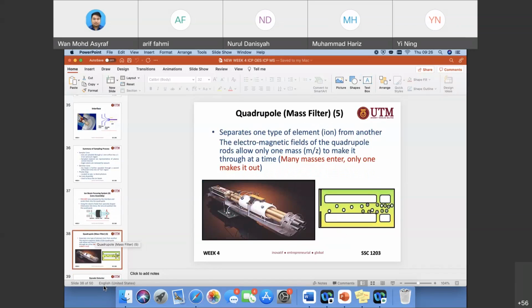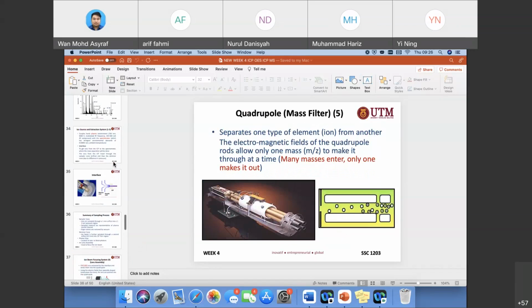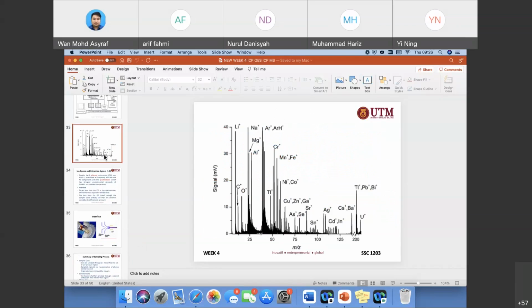All right. So the quadrupole, which is the mass filter, you need also to remember that the quadrupole rods only allow one mass to make it through at a time. That means the detection would be based on the mass, one at a time. So basically, if we look at this spectrum, the first one that has been detected is lithium. Okay. Followed by carbon.